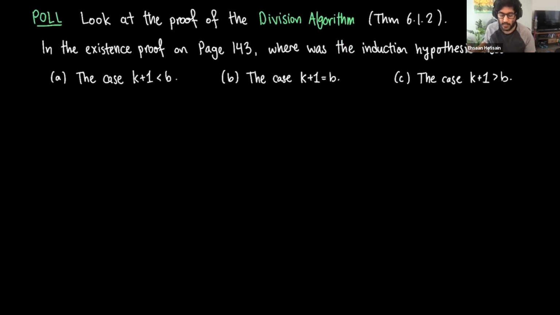And here's my next question for you. Open up the textbook, have a look at that proof. If it's a strong induction proof, that means the induction hypothesis has to be used somewhere, right? Where exactly was that induction hypothesis used? Open up the book, have a look.